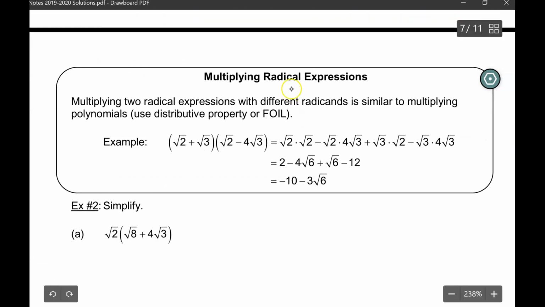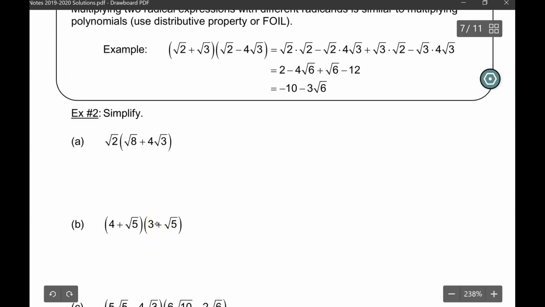So when we multiply radical expressions, we actually saw this a little bit in the last lesson with the conjugates. If you have two different terms, you have to FOIL. You might have to use the distributive property, you might have to use FOIL. It depends on how many terms. So if I'm looking at example 2a, I just have one term. Think of that as a monomial. So I'm just going to distribute to both parts.